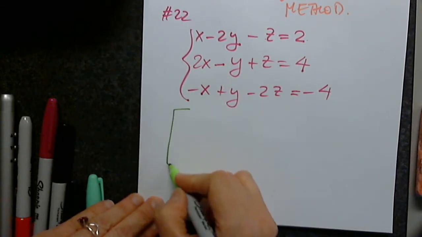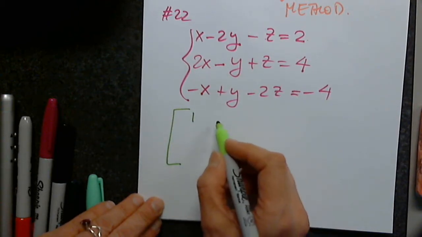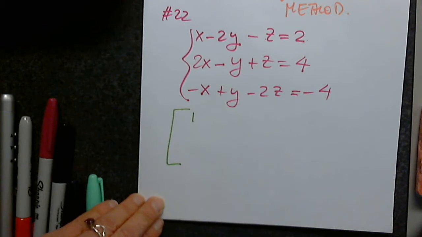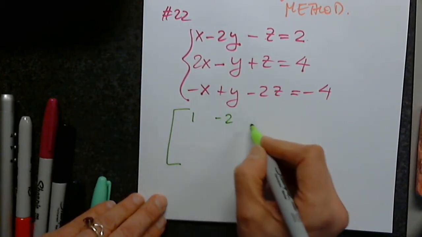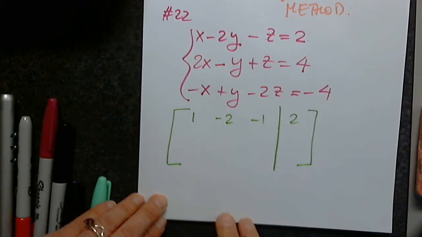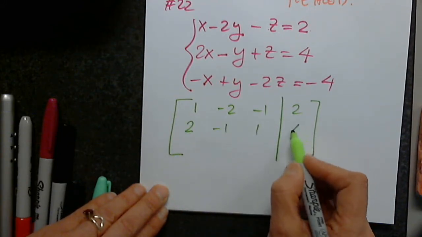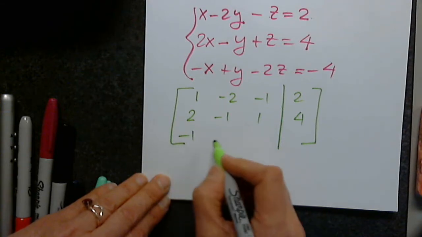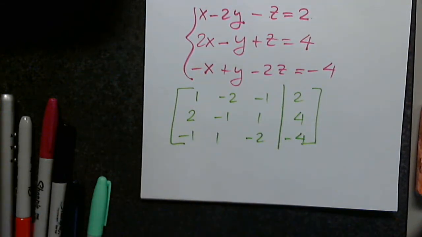Okay, so the augmented matrix, anyone can dictate? 1, negative 2, just tell me if you're going by rows or by columns. Okay, negative 2, negative 1, 2, 2, negative 1, 1, 1, negative 1, 1, negative 2, negative 1. Perfect. Where is my starting point?